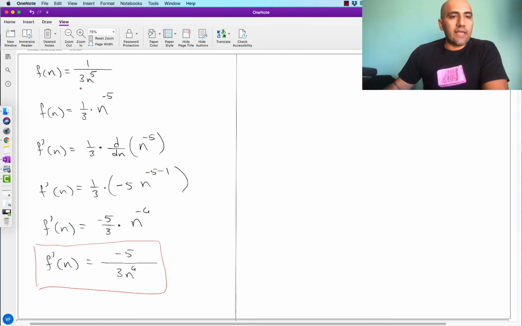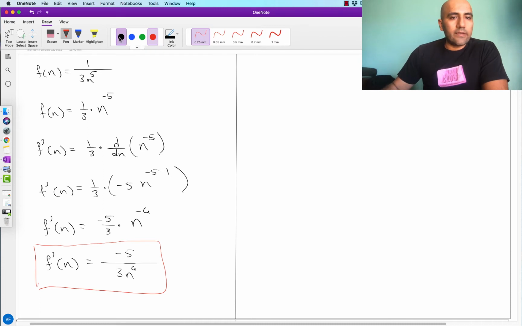Just in case this n is confusing people, I know it's hard to wean off the x's, right? So let me rewrite it real quick here with just x's to see how it would have looked, right? Particularly this right here. So, f of x equal to 1/3.